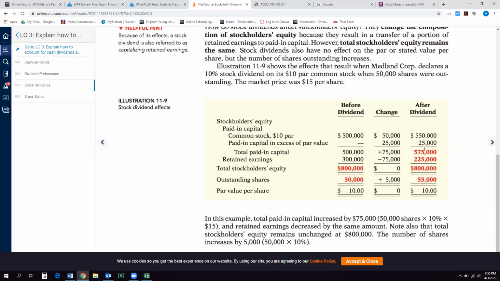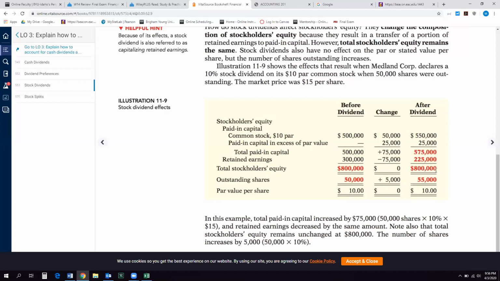So after the stock dividend, we'll go from $500,000 worth of common stock to 550,000 common stock plus an additional 25,000 in paid in capital in excess of par, for a total of 575,000. Our retained earnings will go down by 75,000, which means our total stockholders' equity will be unchanged.